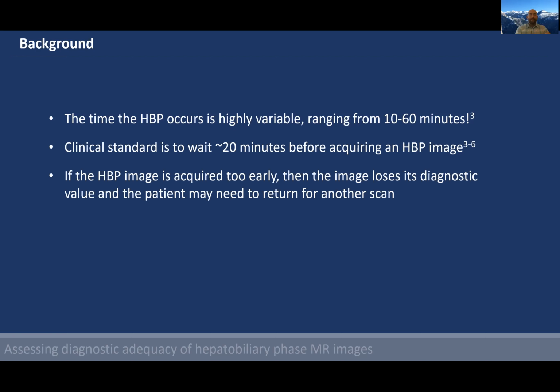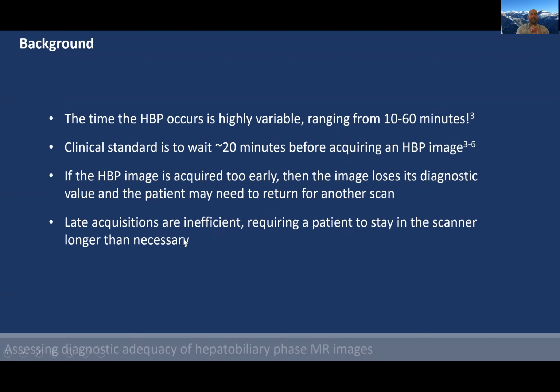So if the HBP image is acquired too early, this is very bad, because the image then loses its diagnostic value. And hopefully the radiologist catches this and the patient needs to return for another scan. And this can be costly for the patient as well as the institution. Now, on the other hand, this is less bad, but it's still inefficient. Late acquisitions are inefficient, right? Requiring a patient to stay in the scanner longer than necessary. So why are you keeping them there?